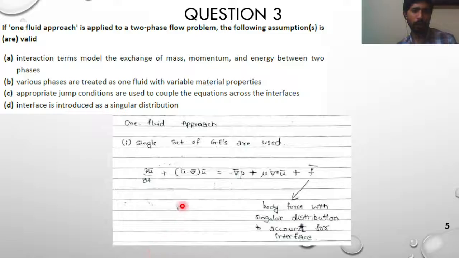I have tried to explain this using a simple incompressible Navier-Stokes equation. For the whole domain you are solving this particular equation only. You can see that till here it is our same previous Navier-Stokes equation which we had discussed in the previous weeks. It's the same thing. Extra, you have only one particular forcing term. This is a body force term with singular distribution to account for the interface. So basically the stress continuity, the jump conditions, are enforced using this particular term. That is the main difference which is happening.